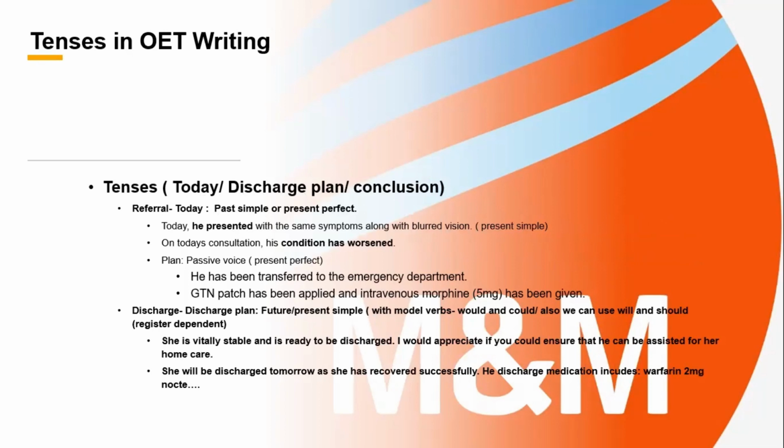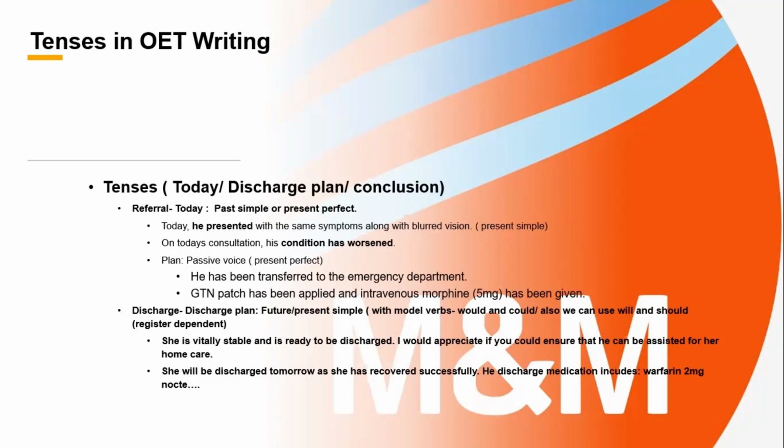Mostly we can see that in the referral letter, for today's visit, we can use the past simple. Simply, he presented with the same complaint along with, let's say, blurred vision. It can also be written in the present simple tense. Followed by today's consultation. In today's consultation, we can see that his condition has worsened. For example, you can see it's the present perfect tense, right?